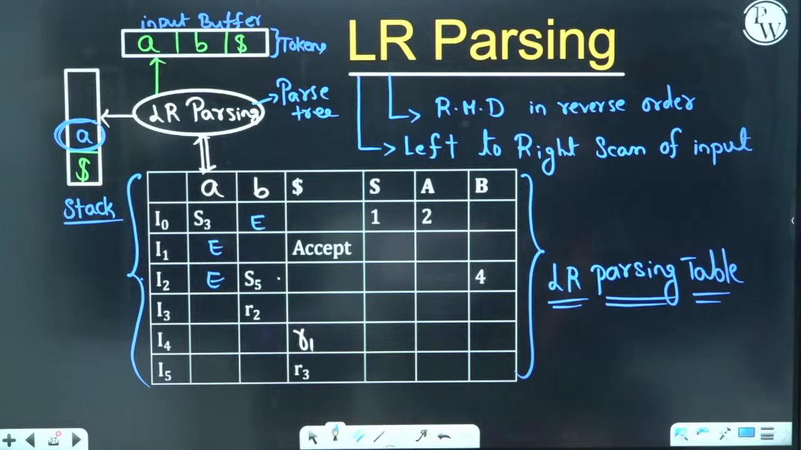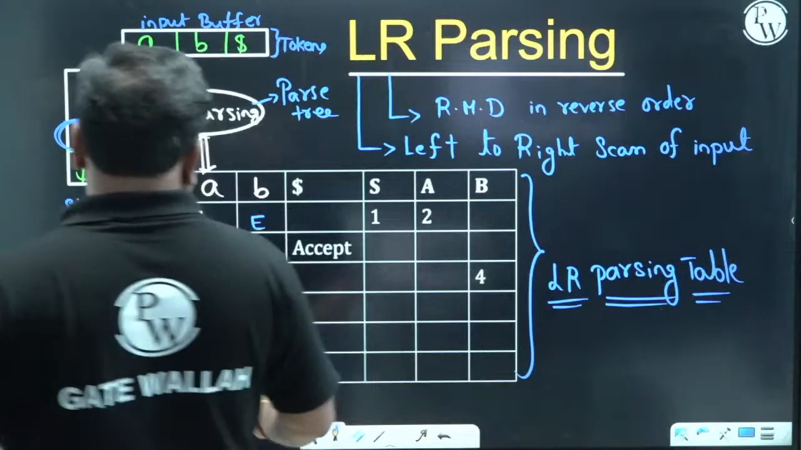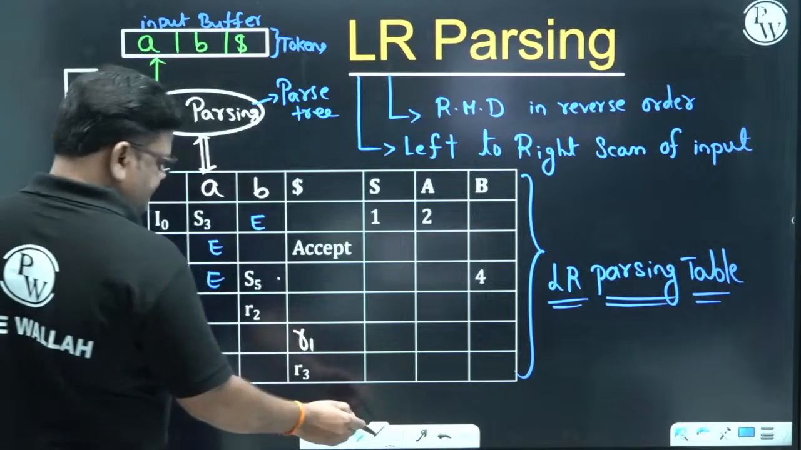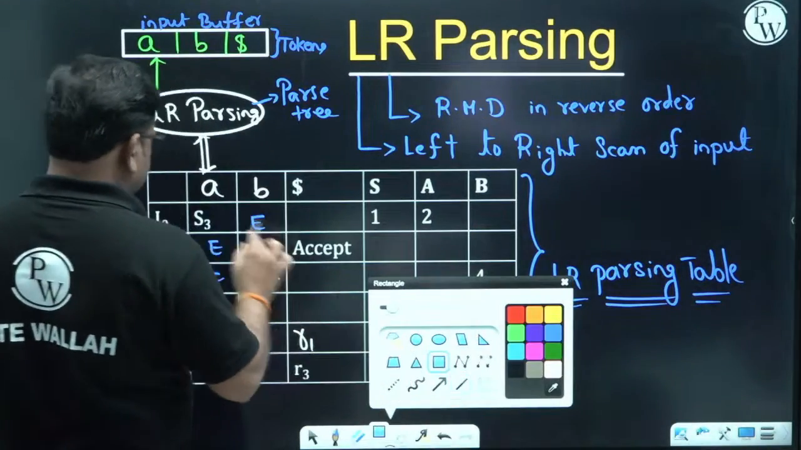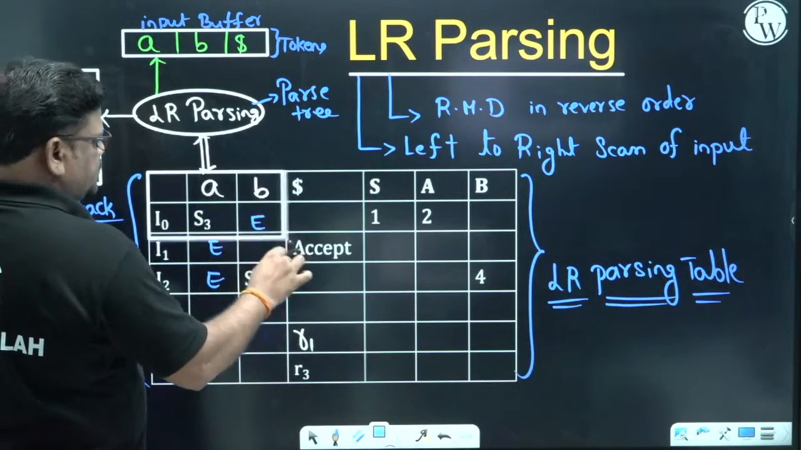Just observe the table. I'm just giving you time to observe this table, how this table looks like. So the table is generally of two parts.